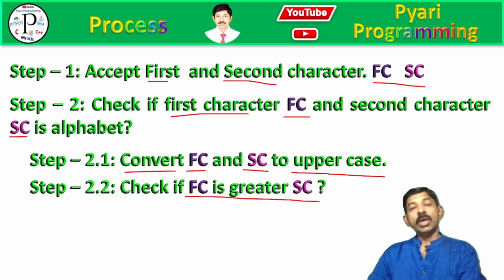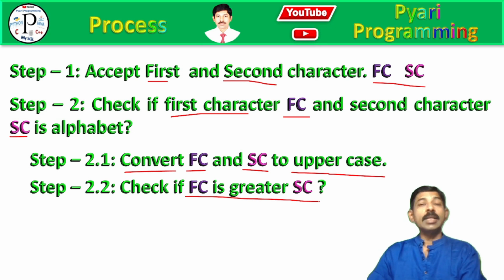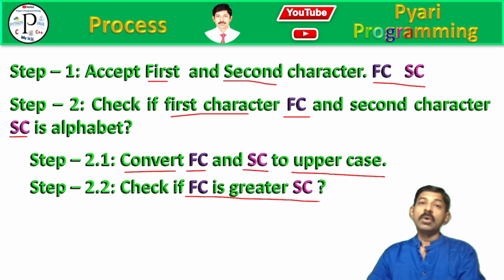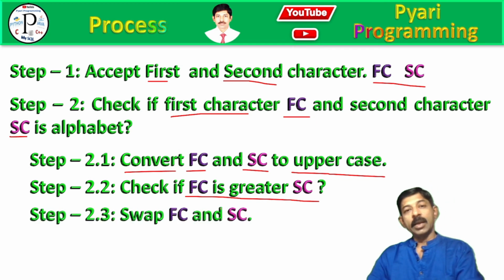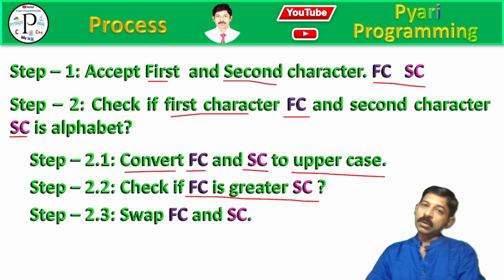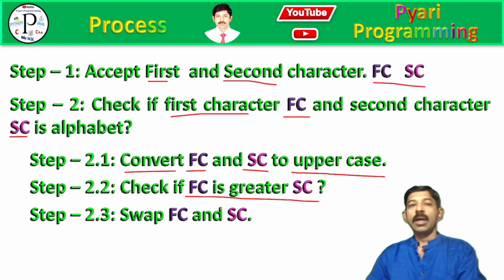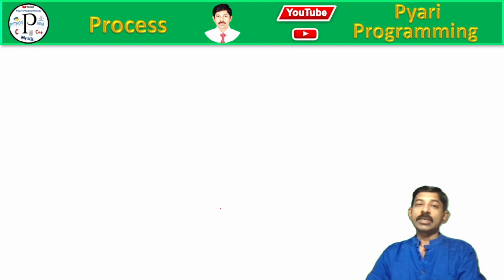Next step is check if the first character is greater than the second character. Then what should I do? I should swap it. I will swap the value of first character to second and second character to first. How to do the swapping? This is a fundamental program. Still, I will explain you while writing the program itself. What is the next step?